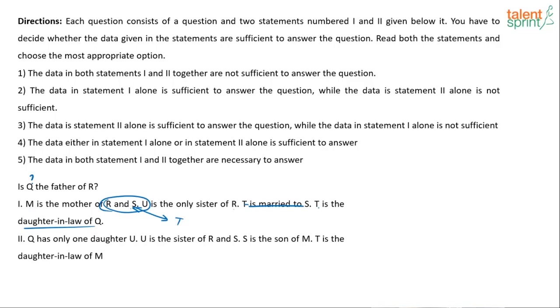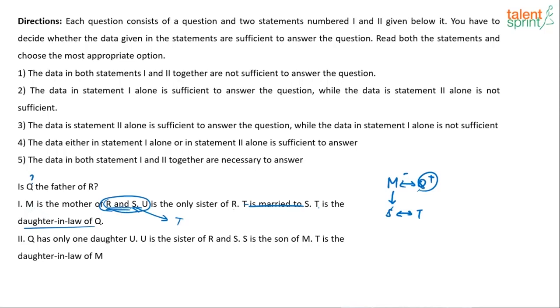See, we know that M is the mother of S. S is married to T. And T, he says, is the daughter-in-law of Q. Meaning T's husband's parent is Q. And obviously if one parent M is mother, the other parent Q has to be father. So Q is the father of S. If Q is the father of S, Q is also the father of R, because R and S are siblings.